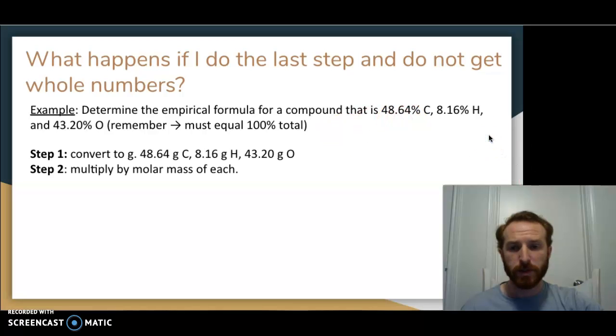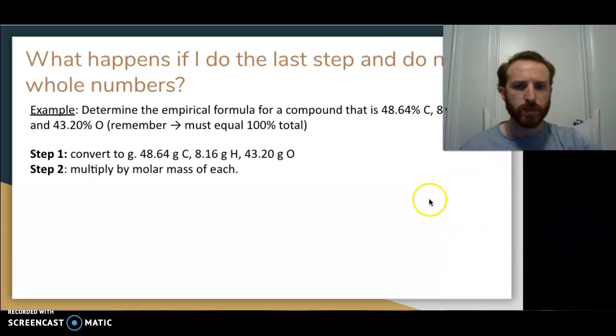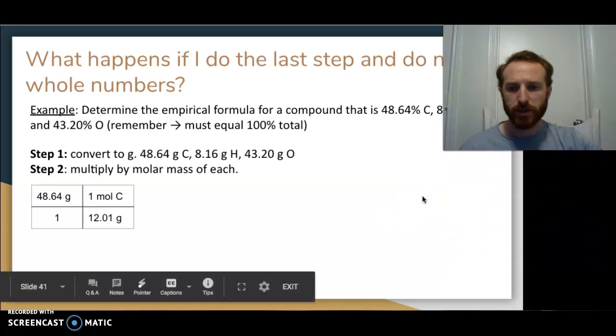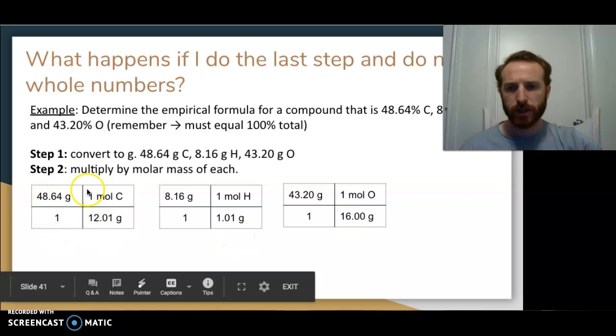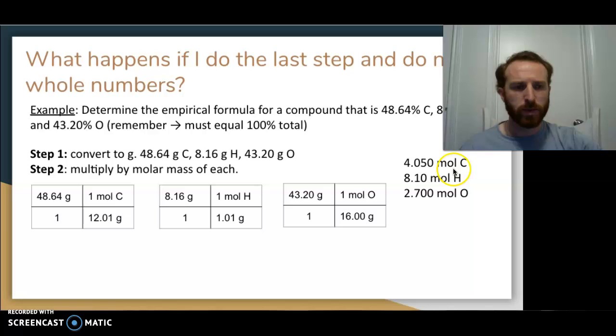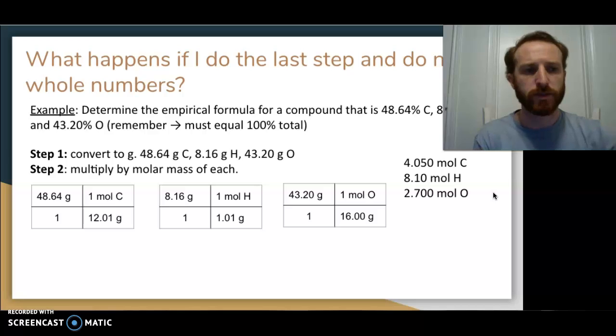So let's do the same steps we did before, right? Convert to grams, so take all those percentages and make them grams. 48.64 grams of carbon, 8.16 grams of hydrogen, 43.20 grams of oxygen, okay? Multiply them by the molar mass of each, so go back, do the molar mass of carbon, molar mass of hydrogen, molar mass of oxygen. Again, mole on top, grams on bottom. You should do that math and you should get 4.050 moles of carbon, 8.10 moles of hydrogen, and 2.700 moles of oxygen.